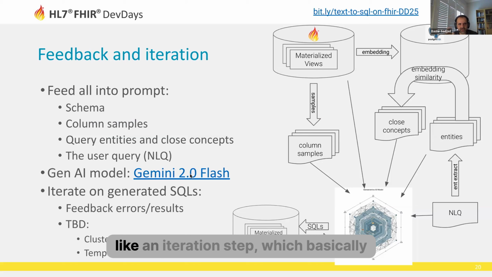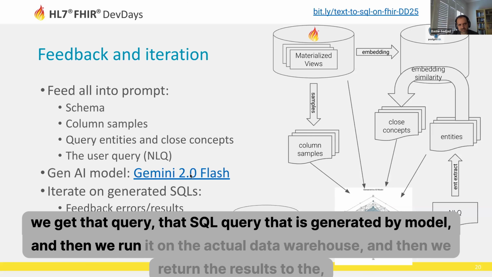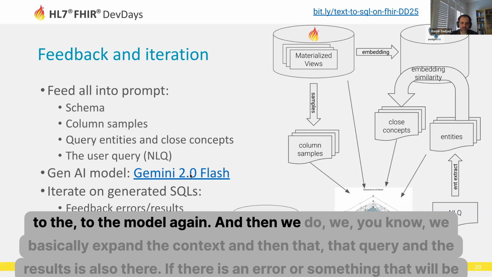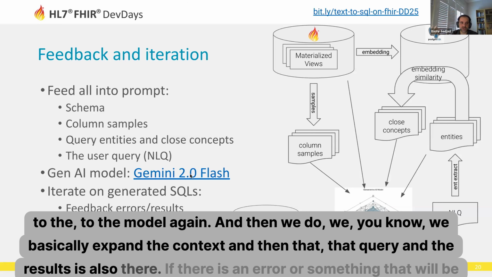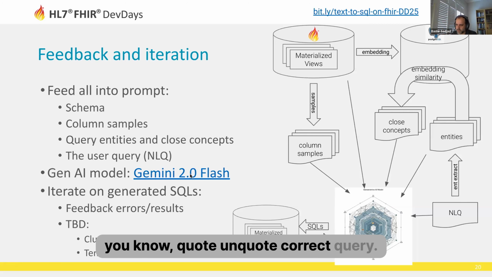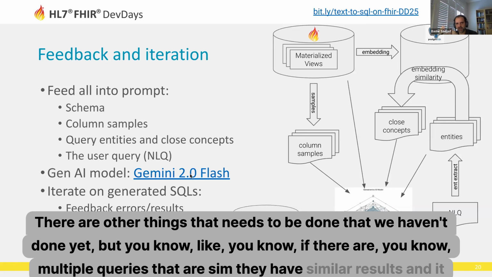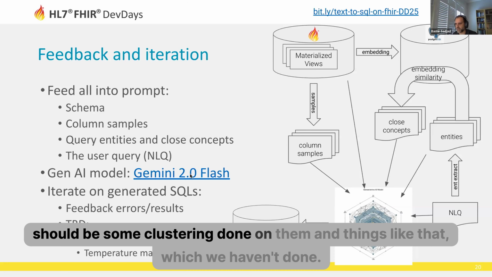Then we have an iteration step, where we get the SQL query generated by the model, run it on the actual data warehouse, and return the results to the model again. We expand the context, and the query and the results are also there. If there is an error, that is fed back to the model, and it tries a few times until it gets a quote unquote correct query. There are other things we haven't done yet: if multiple queries have similar results, some clustering should be done on them, and things like that.